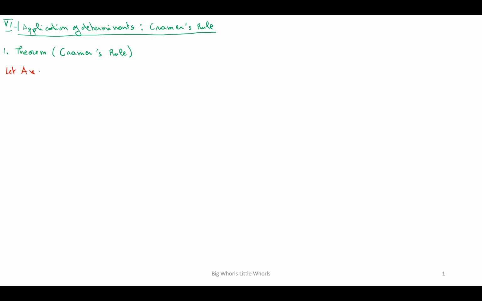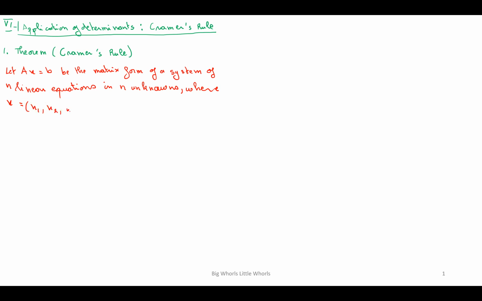Let Ax equal to b be the matrix form of a system of n linear equations in n unknowns, where x is equal to (x1, x2, ..., xn) transposed.